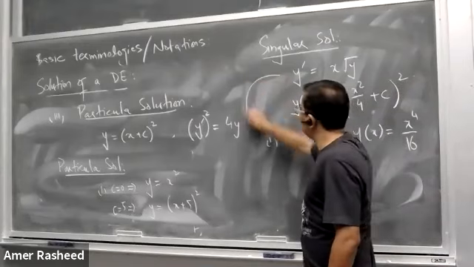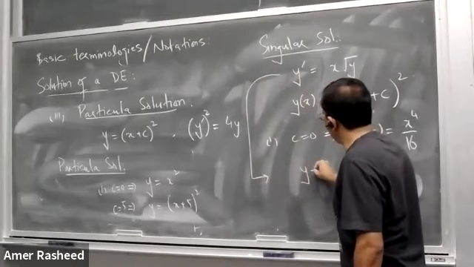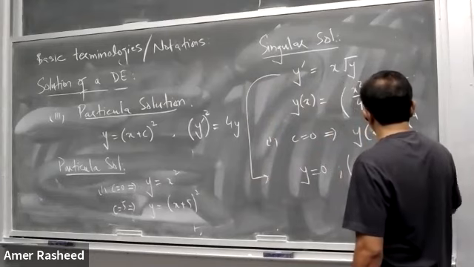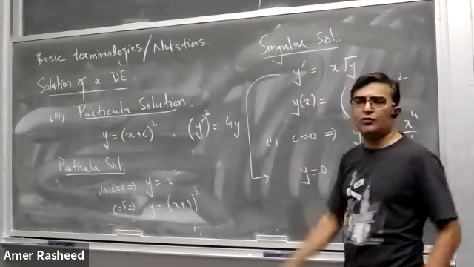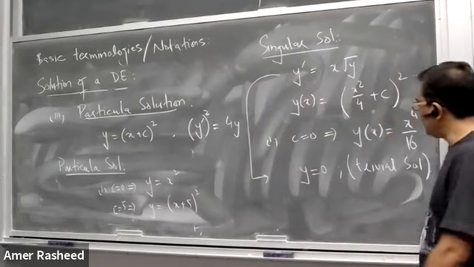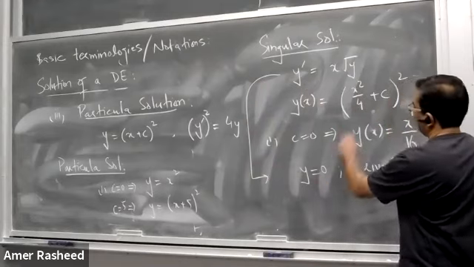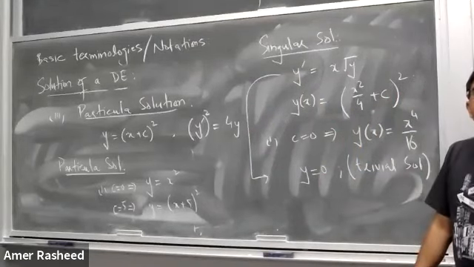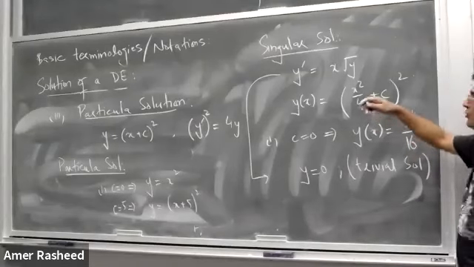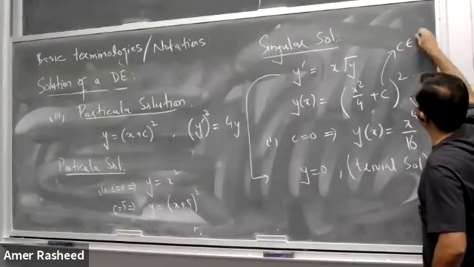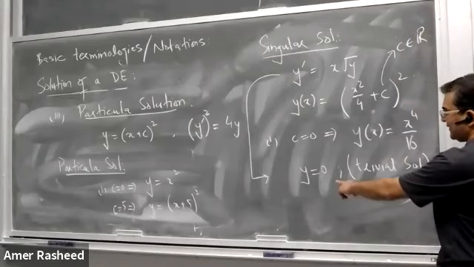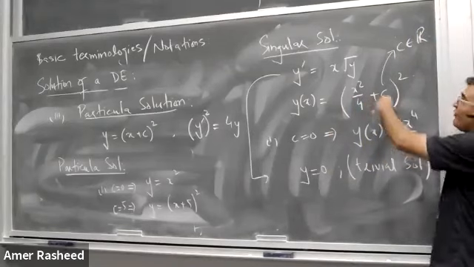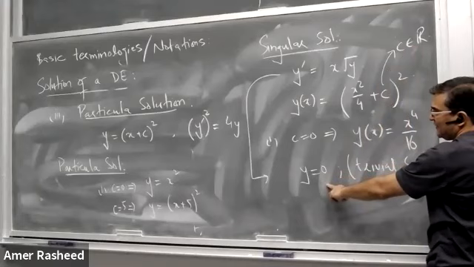y is equal to 0 is also a solution of this same equation, which is a trivial solution. If we put y as 0, both sides of the equation become equal. Can you obtain this solution by assigning some specific value to c from R? c belongs to R. Can we obtain this solution by assigning some particular value to c from R? No.